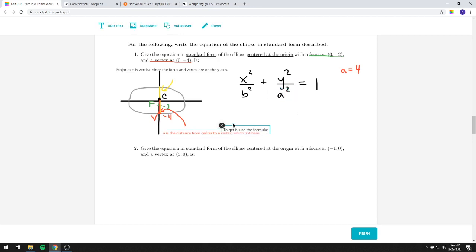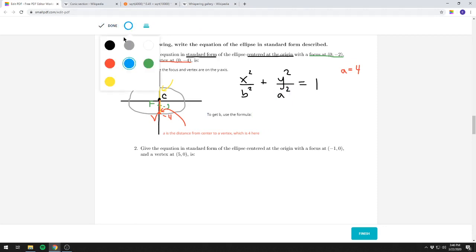To get b, we will use the formula c squared equals a squared minus b squared. And another thing I will go ahead and point out is we know what c is, because c represents the distance from the center to a focus. So go ahead and write that in as well for this first one.